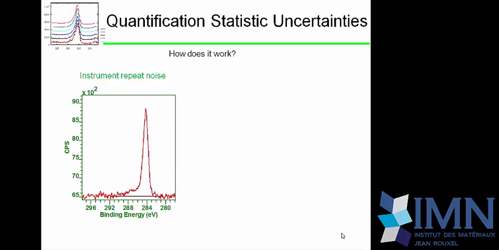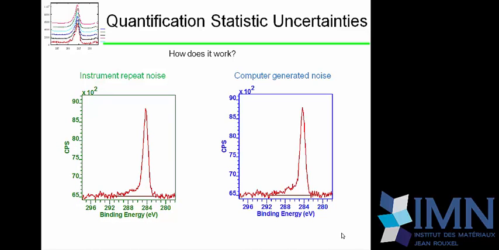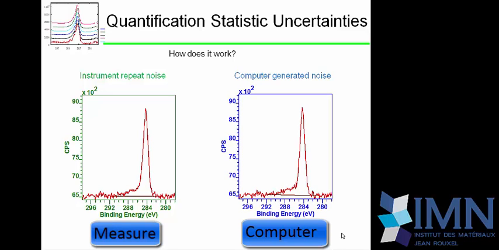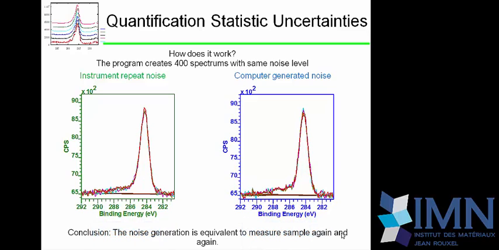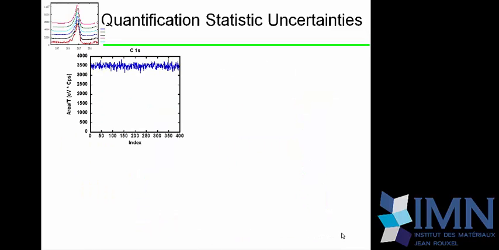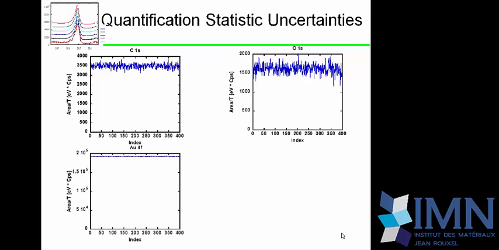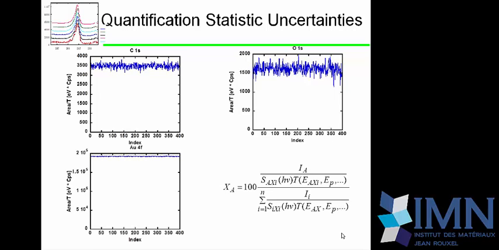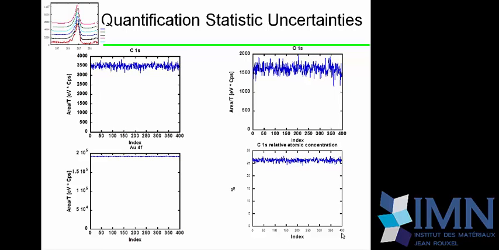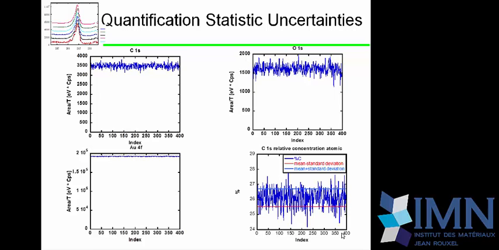Of course, this doesn't take into account all kinds of uncertainties, like the choice of the background, the type of the background, and the transmission function calculation. So that is some other kind of systematic error. But in terms of statistical error, we could be very precise. With a computer, we can reproduce a measurement 400 times with CASA, and we can calculate the standard deviation of the quantification.